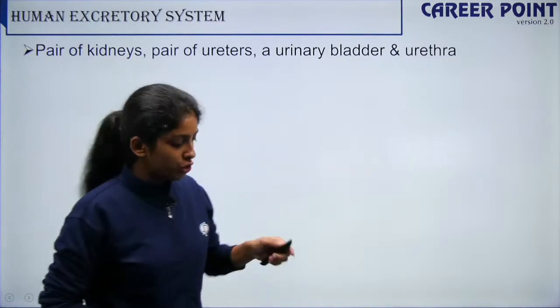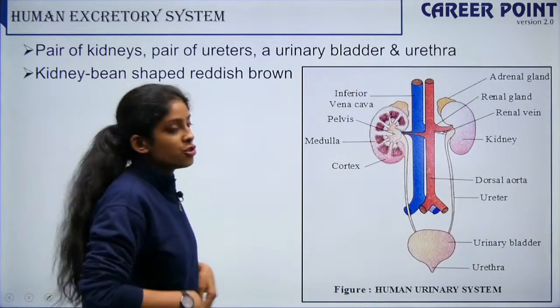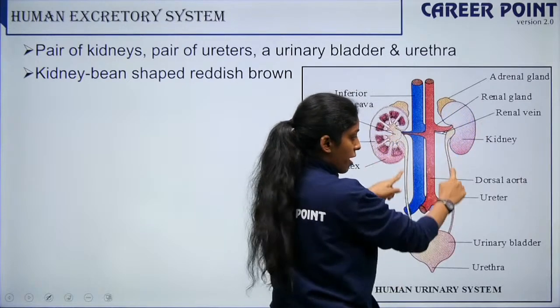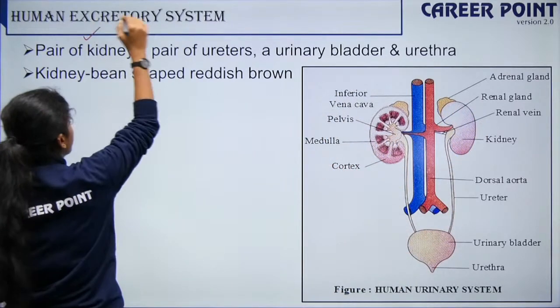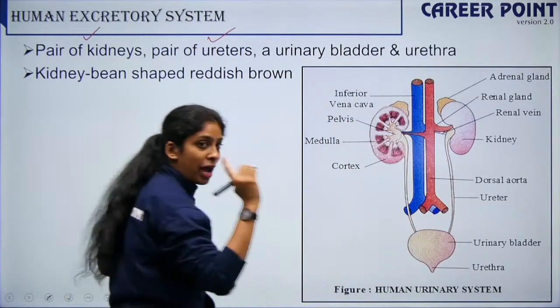So how is the structure and how are they all co-integrated? Here we have the picture. We have a pair of kidneys here and here. Right? So you have a pair of ureters. The first two parts are done. Then there is a urinary bladder. The urinary bladder is only one. It is not a pair.